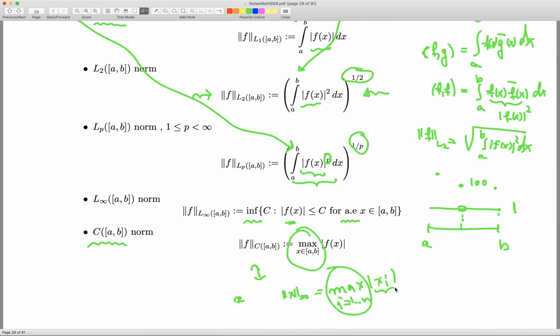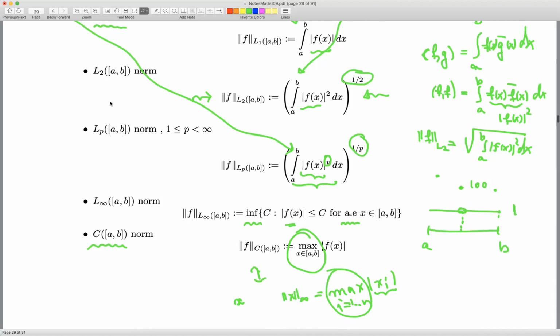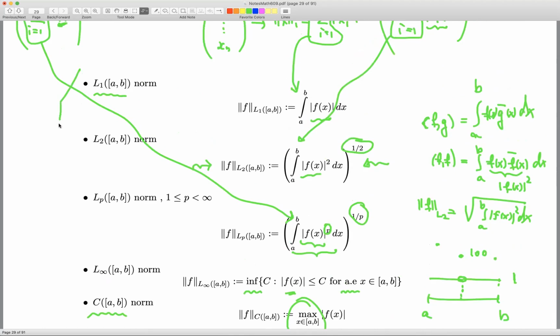So we have a maximum and we have a maximum. Here is the maximum of the absolute value of all components of our vector, and here we have the maximum of the absolute value of all function values, when the argument x runs through the domain of the function. So these are the counterparts of the norms that we discussed before in the discrete case, and these are their counterparts in the continuous case when we're dealing with functions.